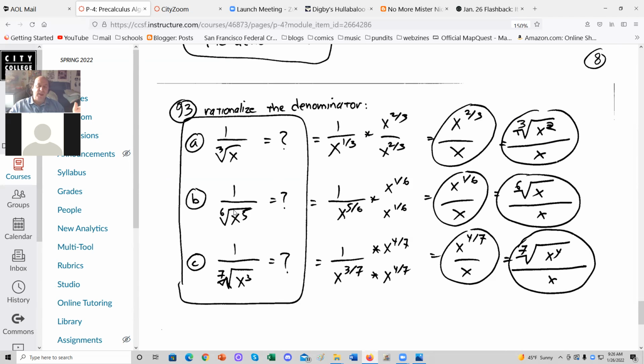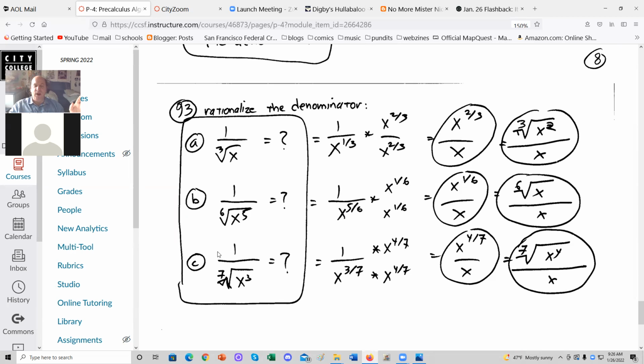1 over 6th root of x to the 5th, that's 1 over x to the 5/6. And to rationalize that, we multiply above and below by x to the 1/6. Numerator is x to the 1/6. x to the 5/6 times x to the 1/6. Well, we add the powers. 5/6 plus 1/6 is 1. And so 6th root of x divided by x.